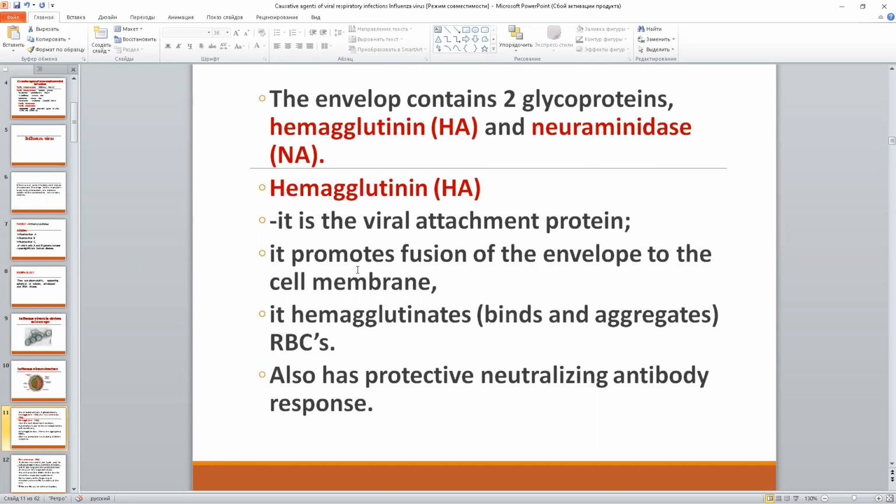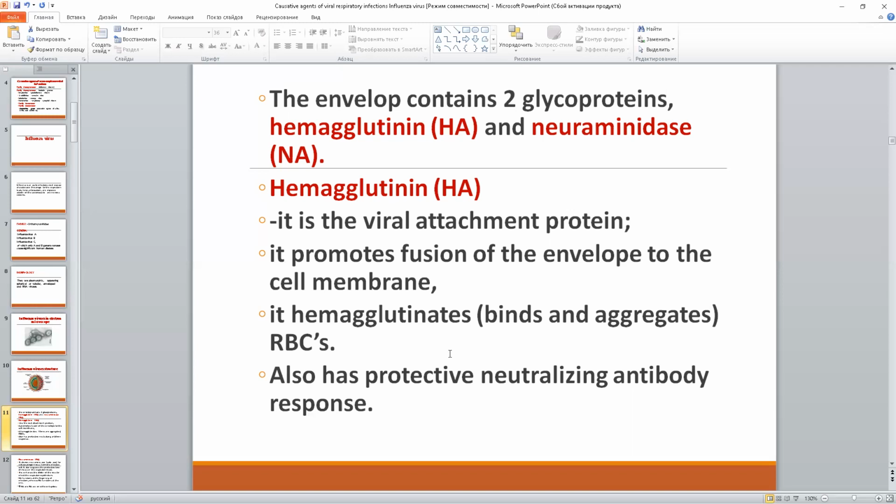Functions of the viral spikes. Hemagglutinin function, HA: it is the viral attachment protein. It helps the virus attach to the surface of the host cell. Then it promotes fusion of the envelope to the cell membrane. It hemagglutinates. What does it mean? Agglutination means aggregation. Hemagglutination means aggregation of red blood cells. So by using hemagglutinin, viruses are able to bind and aggregate RBC. Of course, finally, it leads to destruction of blood vessels, and it leads to bleeding.